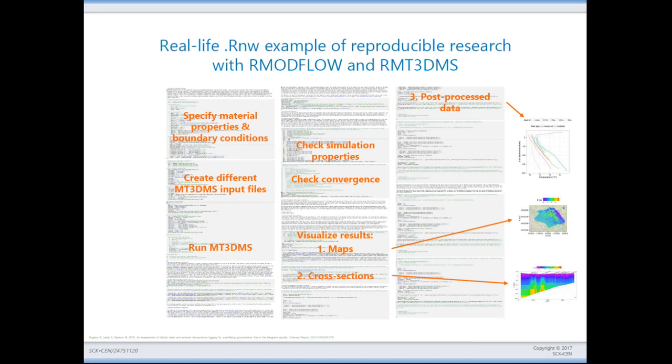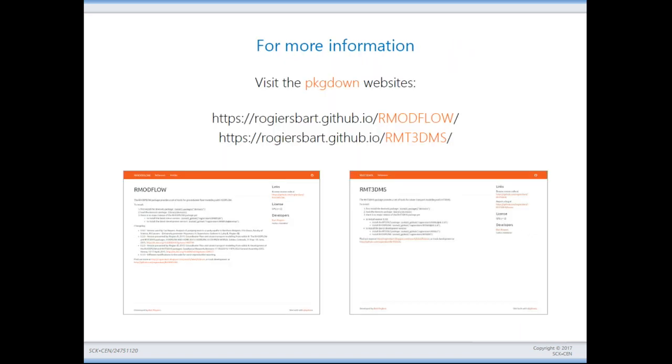Okay, so back to reproducible research. What these packages allow you to do now is to have the complete modeling workflow within a single R Markdown or Sweave file. So you can start by specifying boundary conditions, the material parameters, your numerical grid.